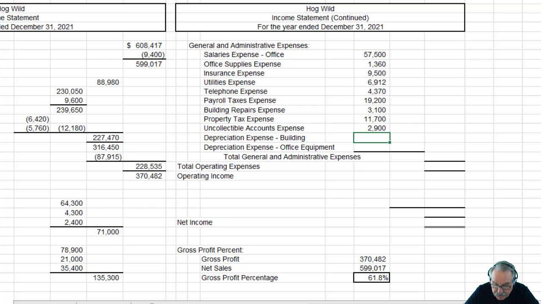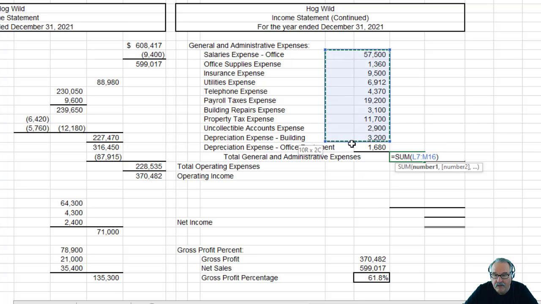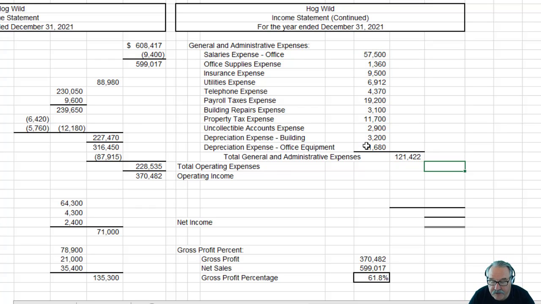Depreciation on the building is 3,200, and depreciation on the office equipment is $1,680. Of course, these things come from the adjustments that we made. And we'll total that up, and the total for the general administrative expenses is $121,422. All I did is just list them out and total them up.